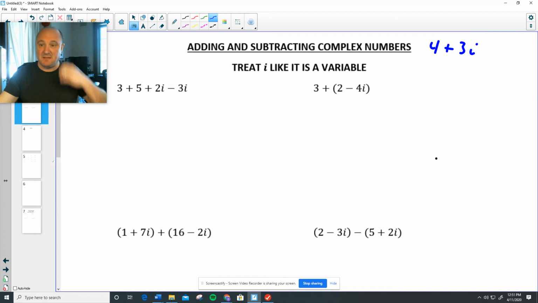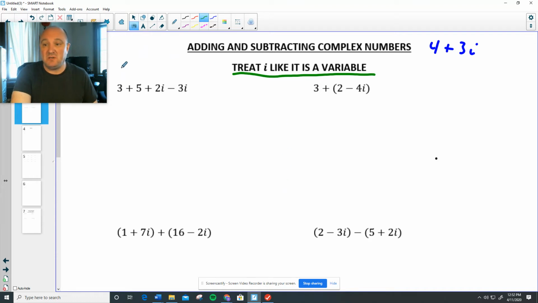All right, so the main lesson here is that if you've done any work with algebra, adding and subtracting complex numbers is very simple. You just treat i like it was a variable. In other words, treat i like it was x or y or z or any variable you've been dealing with for the last several years in your mathematics education.